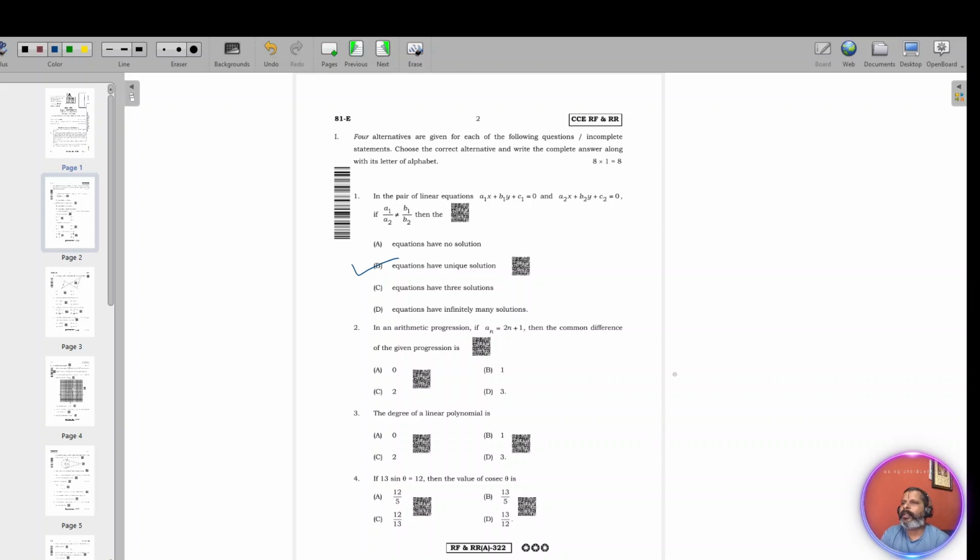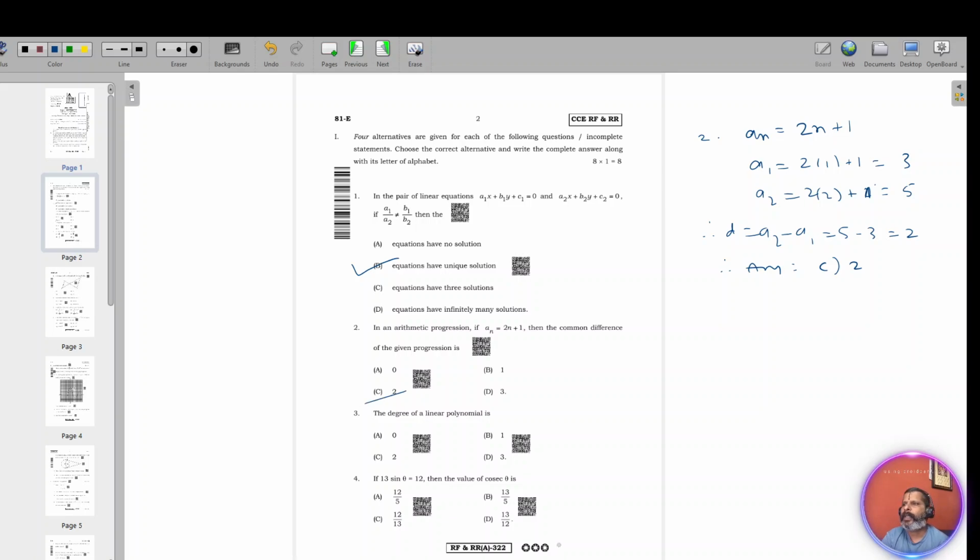In arithmetic progression, find the common difference. So second one, an is equal to 2n plus 1. Common difference finding means we need two terms. So we find a1 is 2 of 1 plus 1, that is 3. a2 is 2 of 2 plus 1, that is 5. Therefore, d is equal to a2 minus a1, that is 5 minus 3, that is 2. Therefore, answer is C, 2.